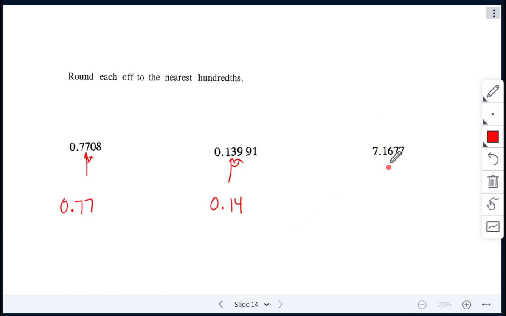Okay, next, 7.1677. We have 6 in the hundredths position, 7 to the right of it. So the 6 has to go up 1, so it becomes 7.17. All right, so we'll stop here for today.